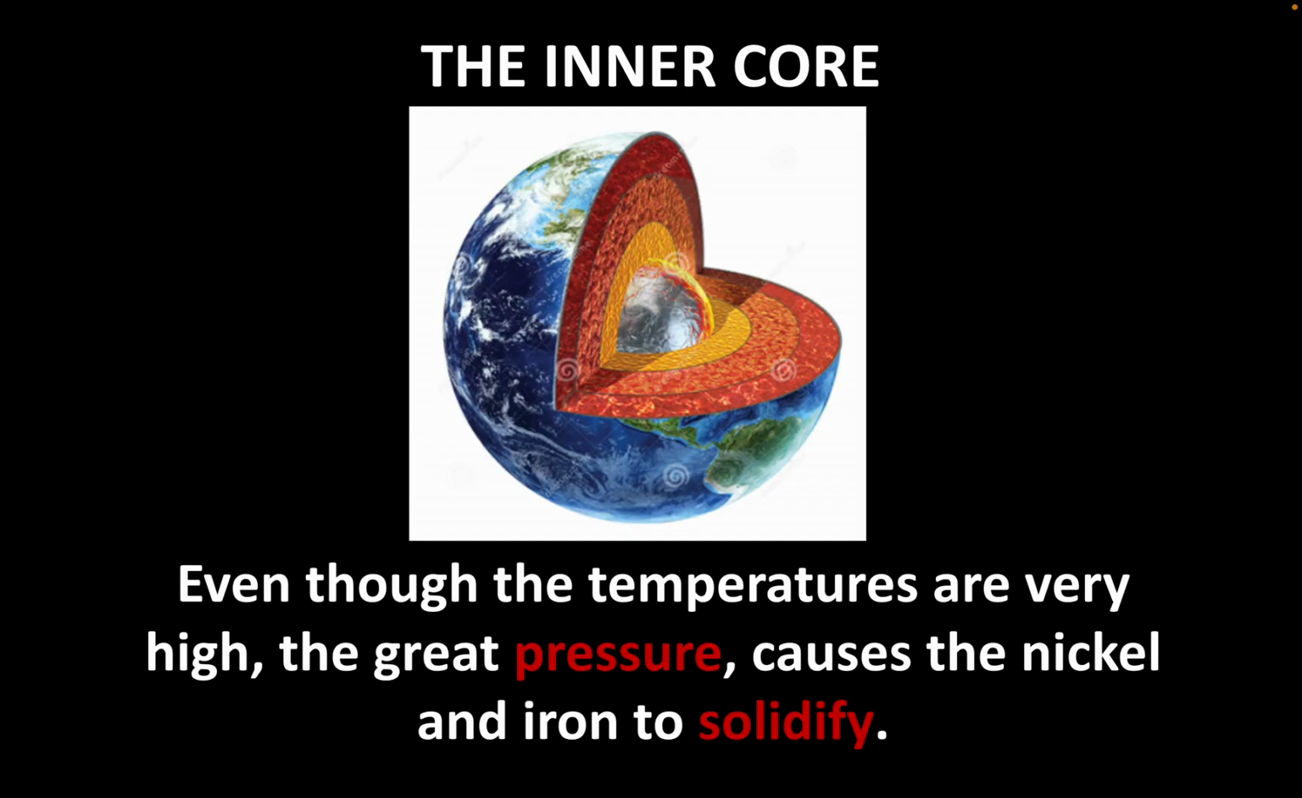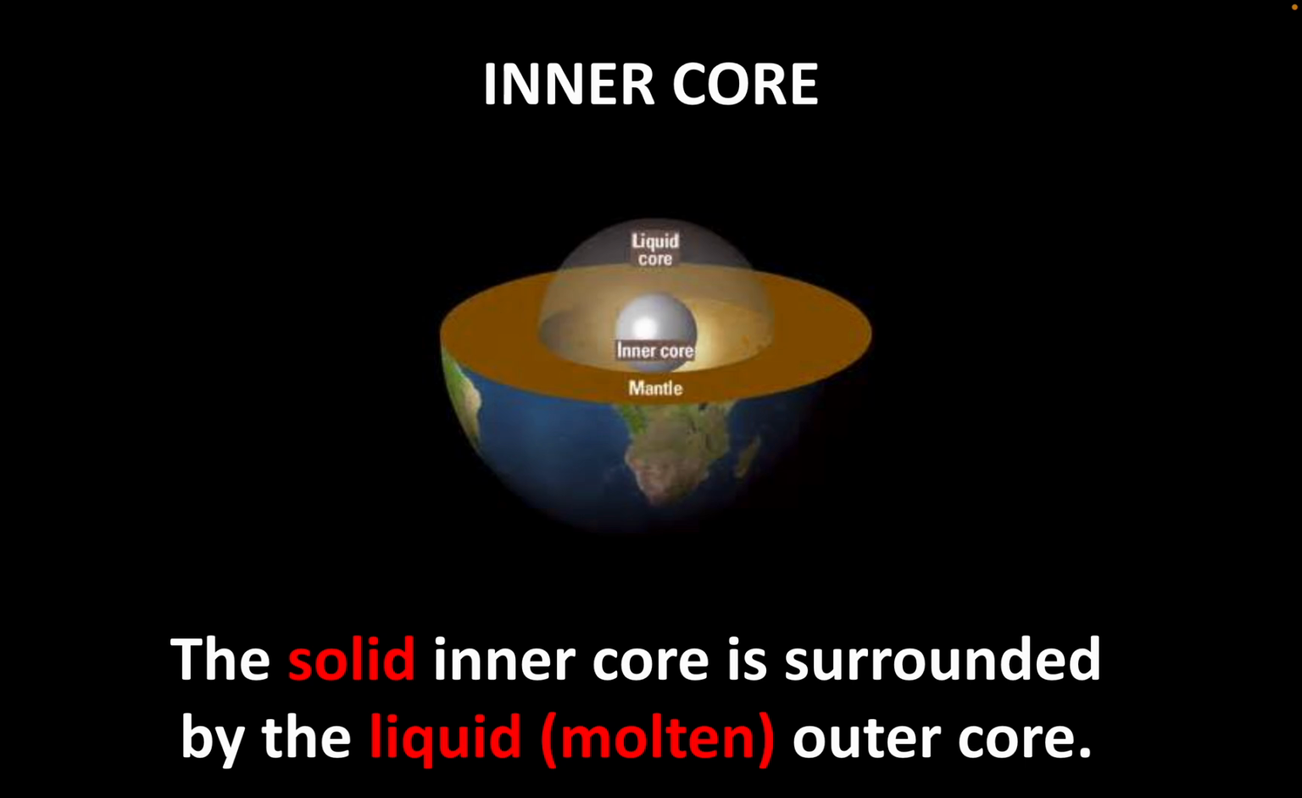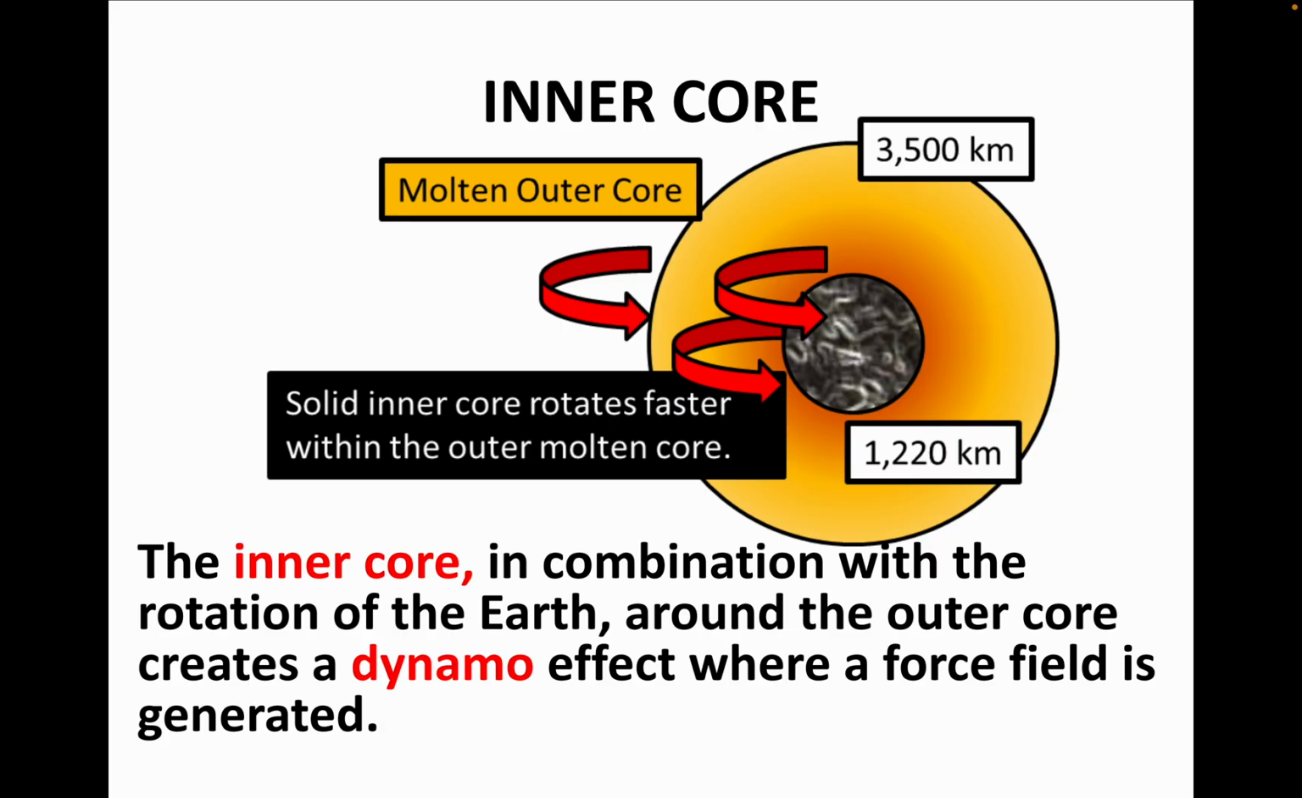All right, I'm going to plow through here real quick and just finish out a couple slides. So even though the temperatures are very high, the great pressure causes the nickel and iron to solidify. So the whole weight of the world literally is pressing down on the inner core. And all of this pressure causes the inner core to be forced into a solid state. The solid inner core is surrounded by the liquid molten outer core. And that is something that we're going to talk about tomorrow. This is what creates our electromagnetic field. And so I'm going to talk to you more about it tomorrow.